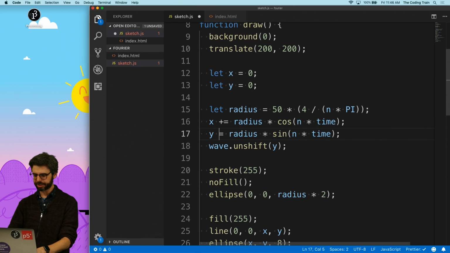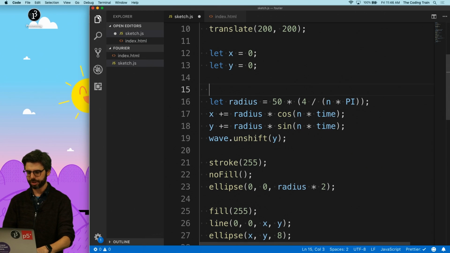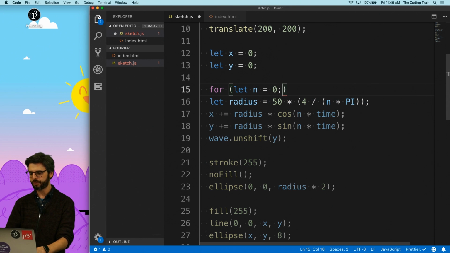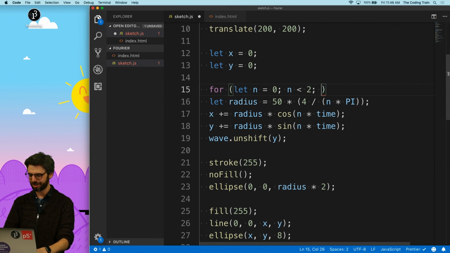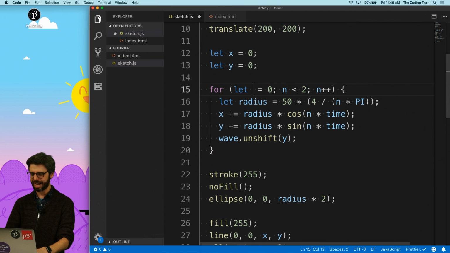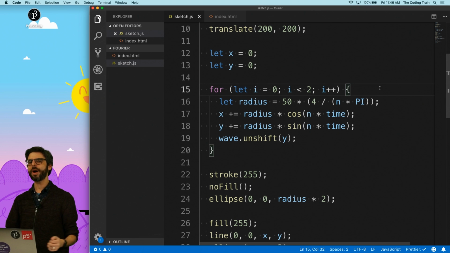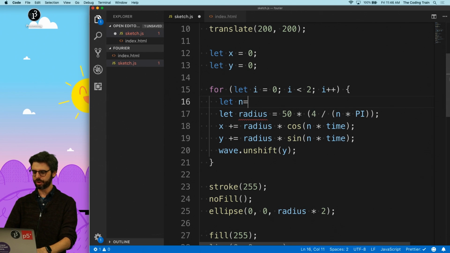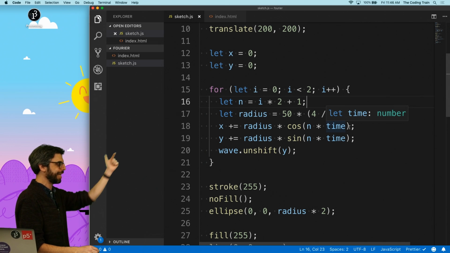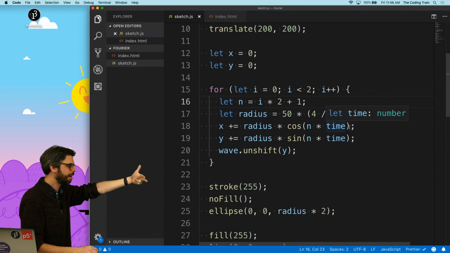y plus equal. So then what I want to do is loop n. So n is going to go from, I'm going to say 0 actually, because you got to count starting with 0. n is less than 2, n plus plus. And by the way, I should call this i, because what I'm really saying is, how do I do 1, 3? This is pretty easy. I multiply by 2 and add 1. n equals i times 2 plus 1, right? When i is 0, I get 1. When i is 1, I get 3. When i is 2, I get 5.